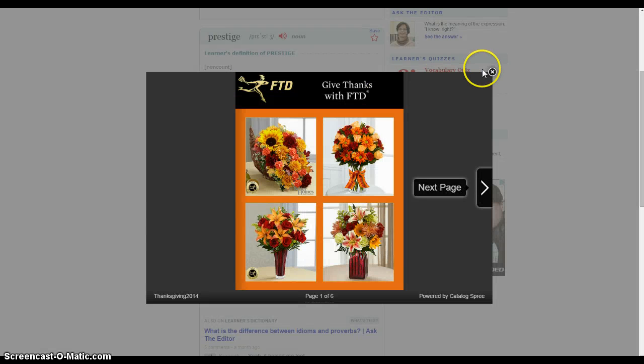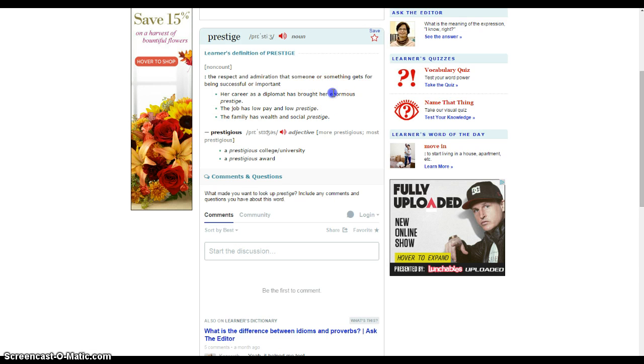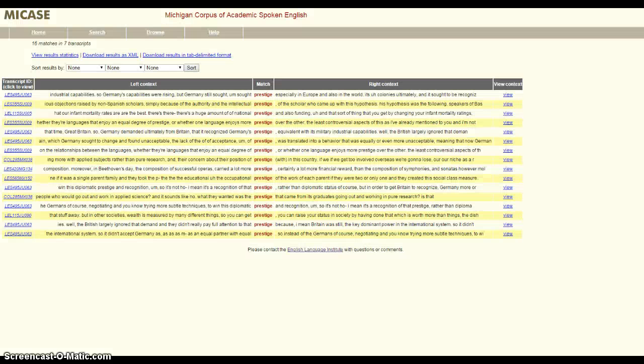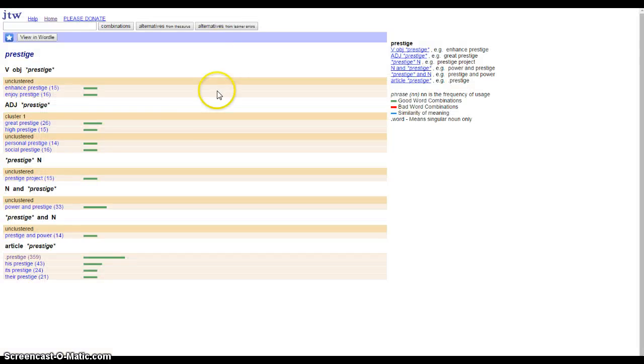And let's look back at these examples. So here we go, enormous prestige, okay, low prestige, social prestige. All of these are adjectives, okay. Here we have the Michigan Corpus of Academic Spoken English. We've looked at this in class, and as you can see, we have an adjective here, national prestige, intellectual prestige. And then on this site, it said that a verb that often collocates with prestige is enjoy. And we would use enjoy because prestige is a very positive word.